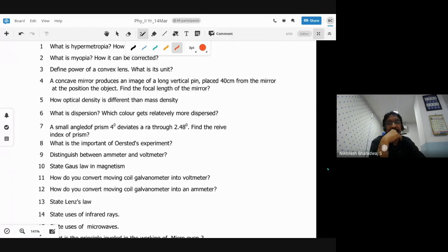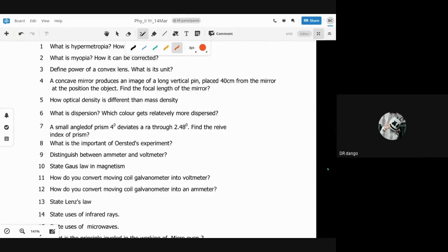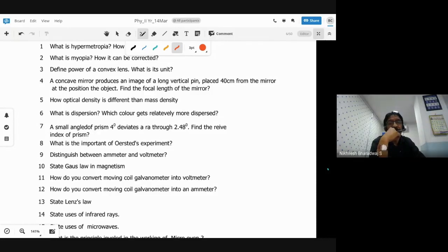Which color gets more dispersed? Violet. Violet deviates more due to its small wavelength. Yes. Okay. Next, 7th one.